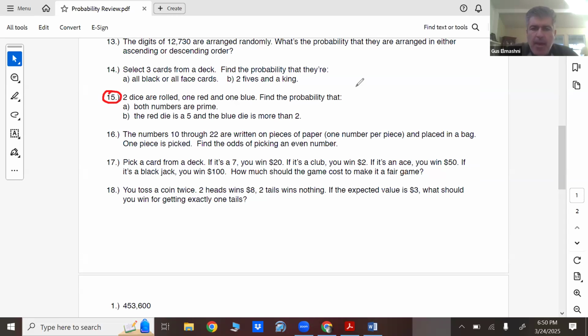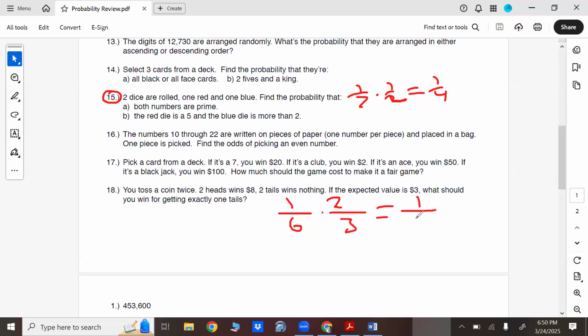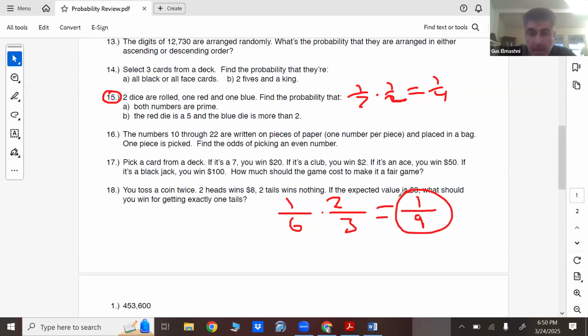Yeah, so to get prime is 1/2 in it again. So 1/2 times 1/2, that's 1/4. The red die is 5, the blue die is more than 2. So 1/6 to get 5 on the red die. More than 2, that's 3, 4, 5, 6, which is 2/3. That's 1/9.